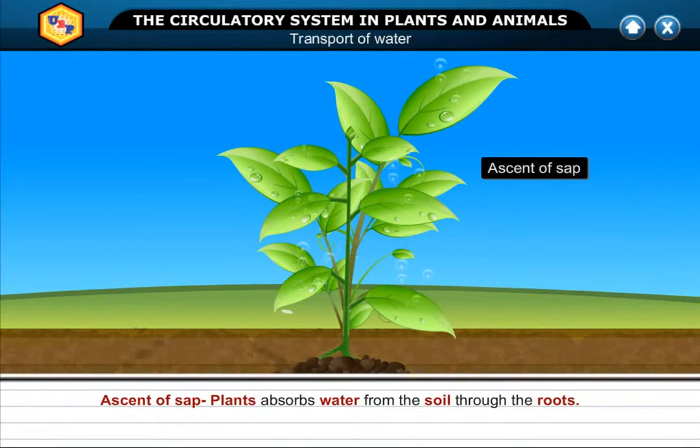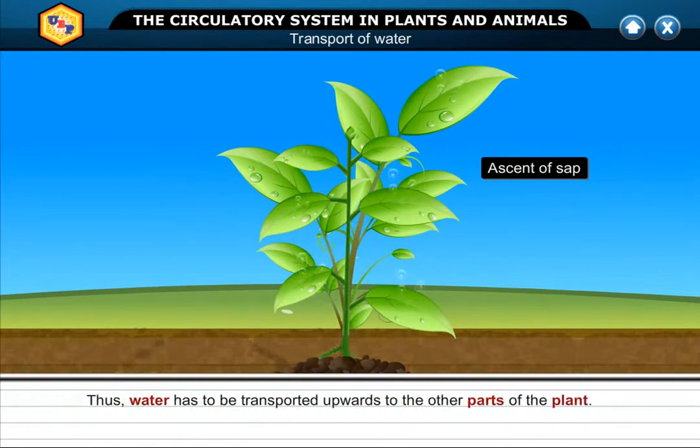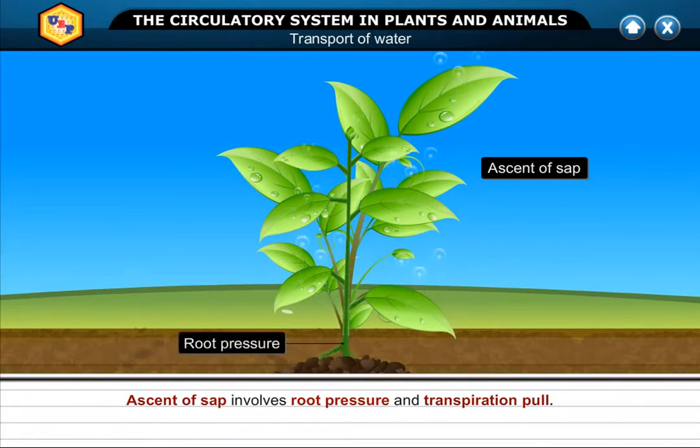Ascent of sap. Plants absorb water from the soil through the roots. Thus, water has to be transported upwards to the other parts of the plant. This upward movement of water is called ascent of sap. It is called sap as it contains many dissolved minerals. Ascent of sap involves root pressure and transpiration pull.